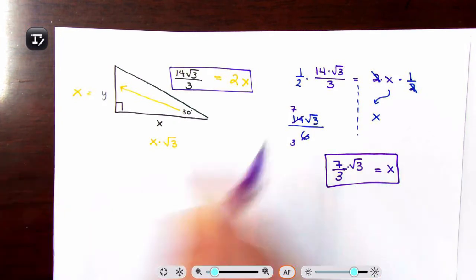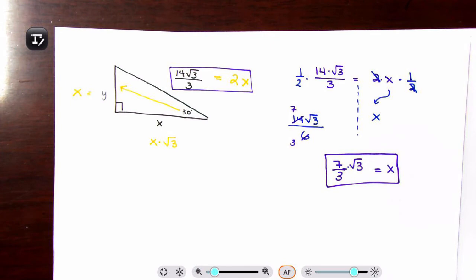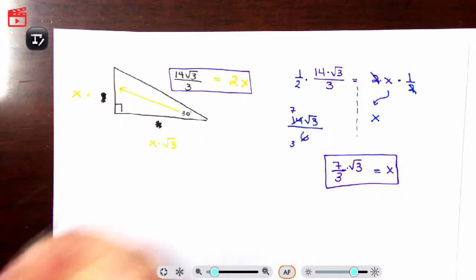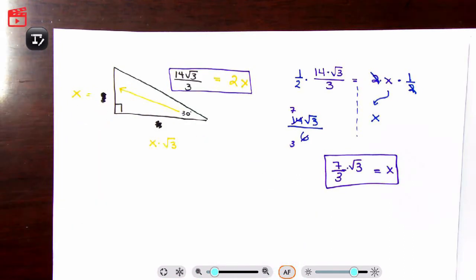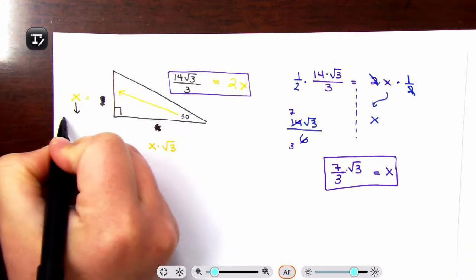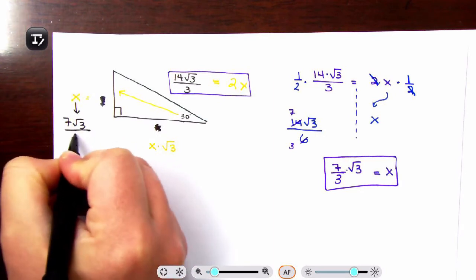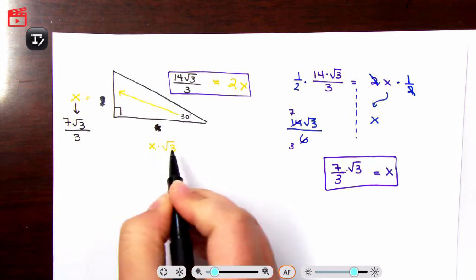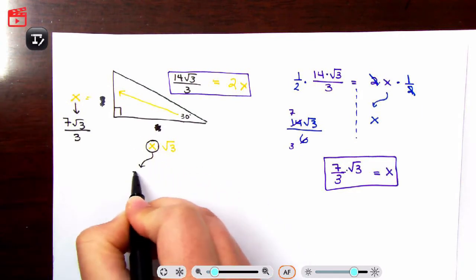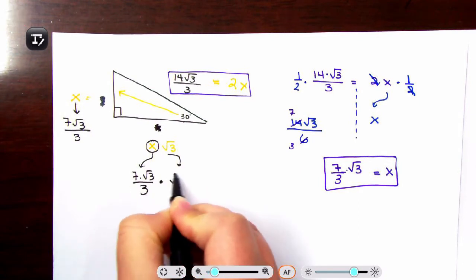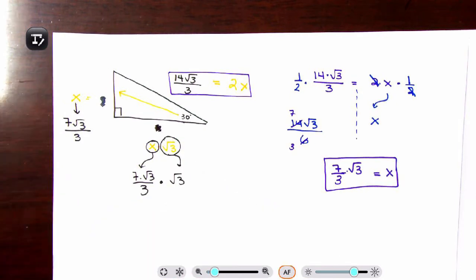So if we come back over here, that means x, I'm going to change it a little bit so I don't accidentally think of something else. I just scribbled those out. So that means x, this side right here, is 7 root 3 divided by 3. That means that this long leg is 7 times root 3 divided by 3 times this root 3 that came from here.